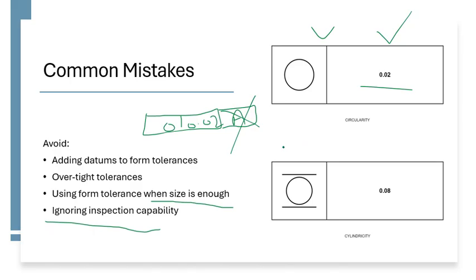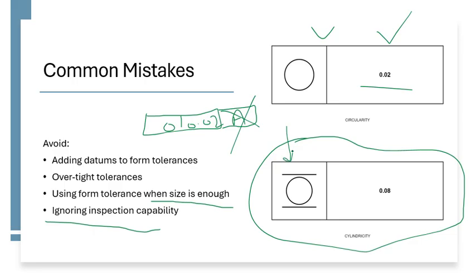Of course, this whole thing is your feature control frame. This is your first box, and that's a symbol. And then of course the second box is your tolerance zone. And this one is your symbol, okay?